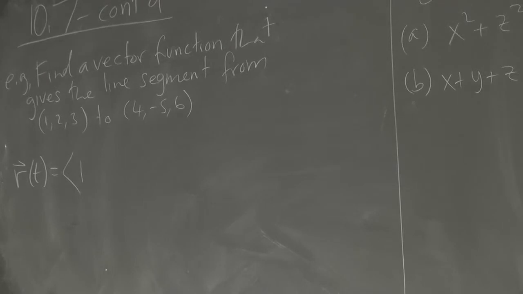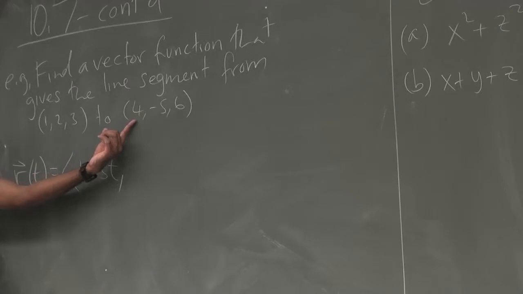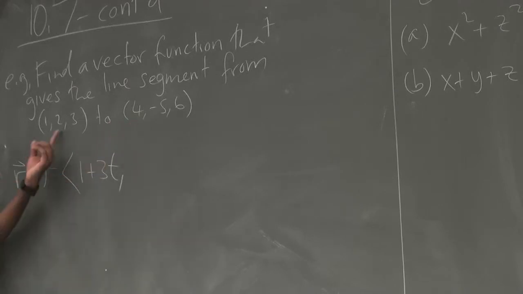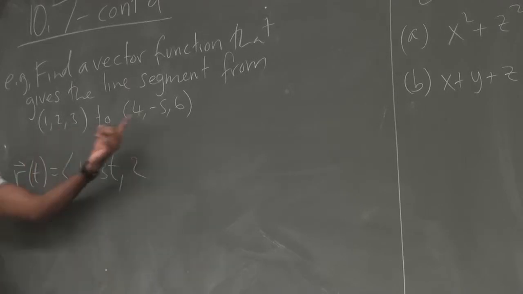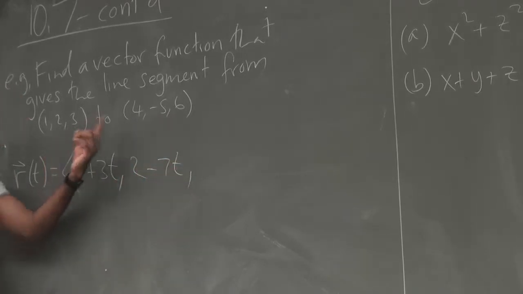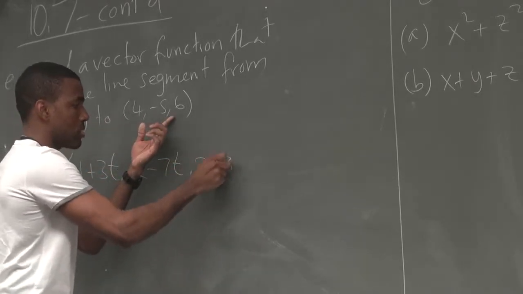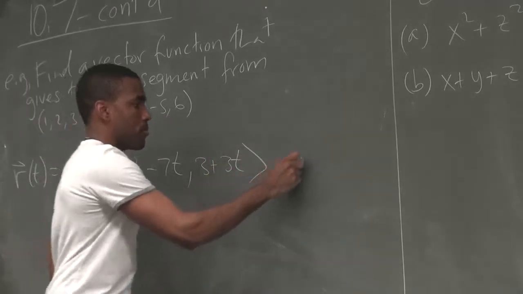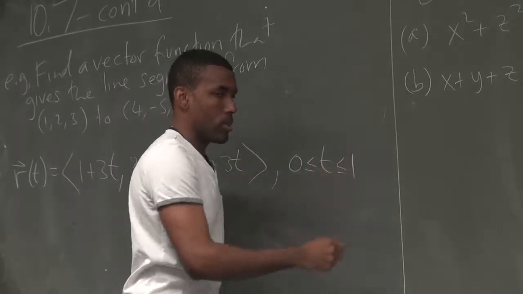It takes forever to compute in the form of the book, right? Just remember the shortcut we did. You start with 1, you have to add 3 to get to 4. Start with 2, you have to subtract 7 to get to 5. Start with 3, you have to add 3 to get to 6. Right?